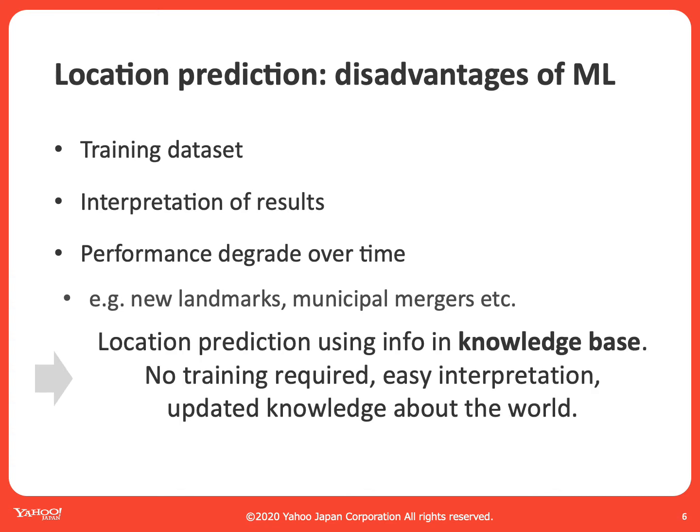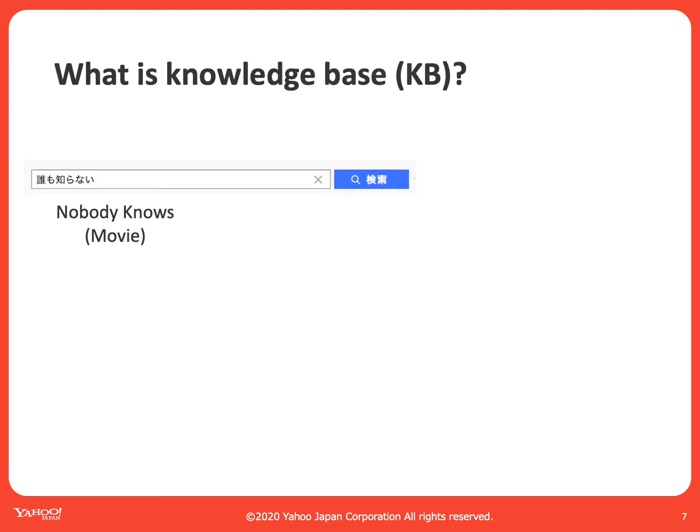We propose location prediction method using knowledge base. It requires no training at all, allows for easy interpretation, and by using the fresh knowledge base, we have an updated knowledge about the world. Before we go on to the details, let me briefly describe what knowledge base is.